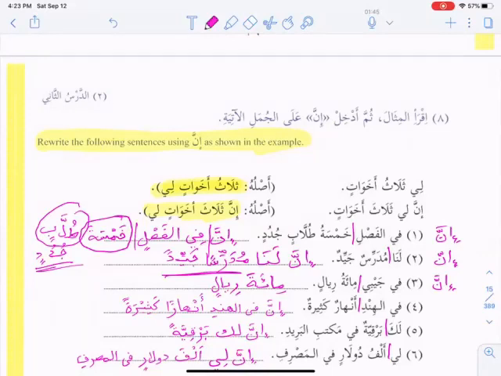Fil Hindi anharun kathirun. Now you put here inna. Nothing will change. Fil Hindi. Verily there are in India anharan. Ismu inna anharan.